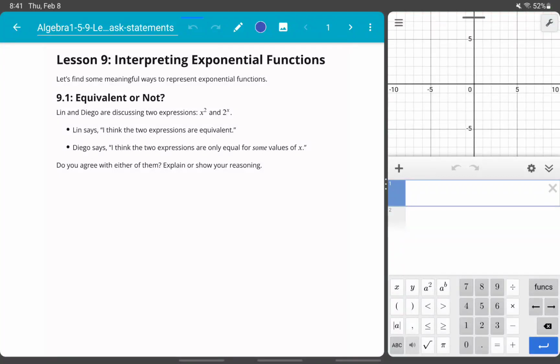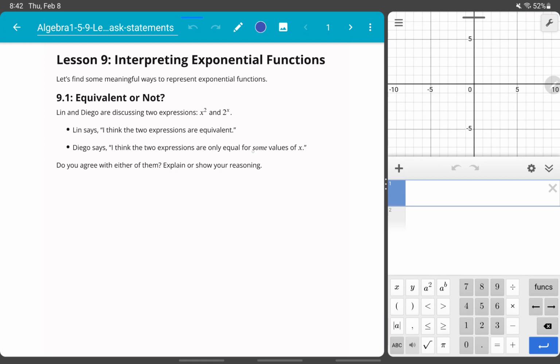Lynn and Diego are discussing two expressions, x squared and 2 to the power of x. Lynn says, I think the two expressions are equivalent. Diego says, I think the two expressions are only equal for some values of x. Do you agree with either of them? Explain or show your reasoning.